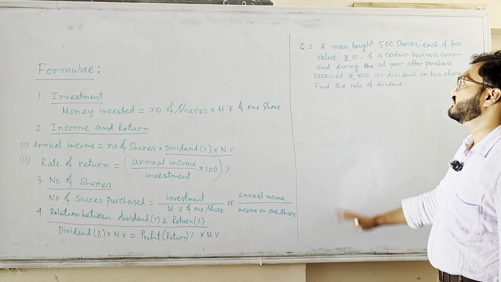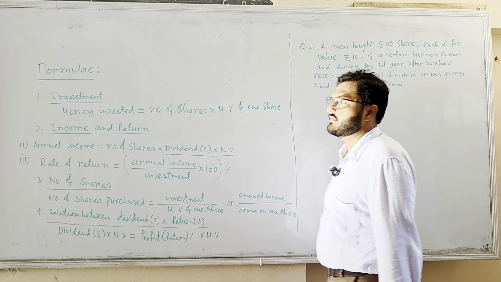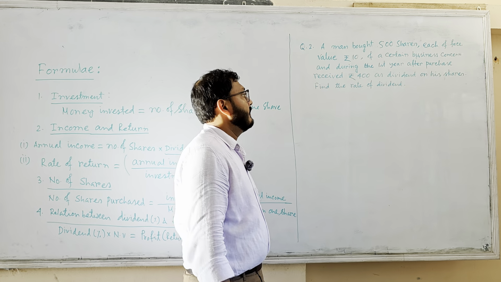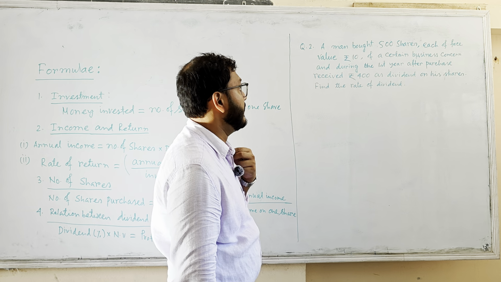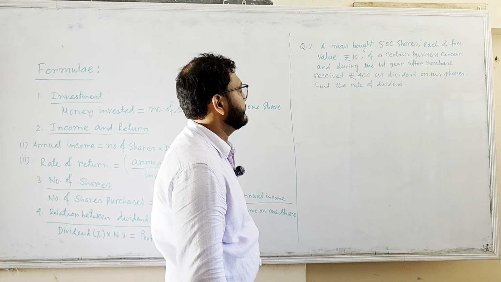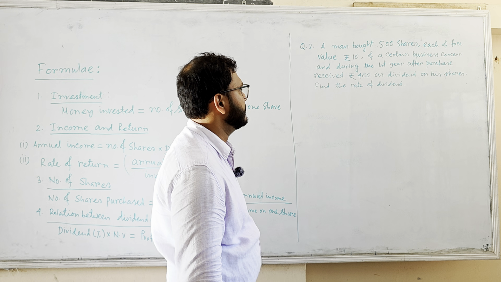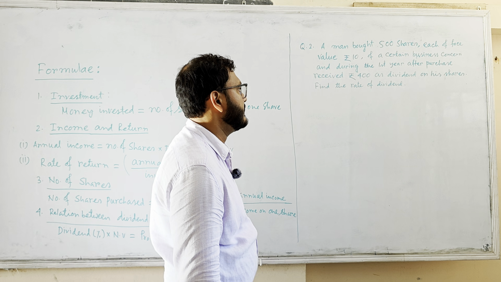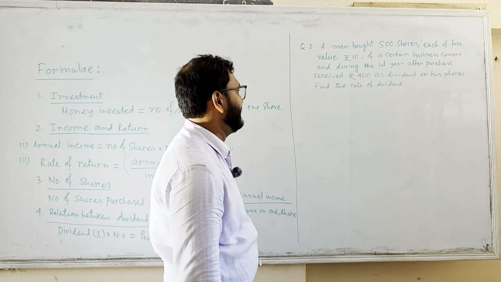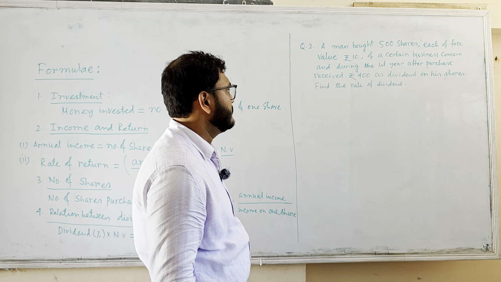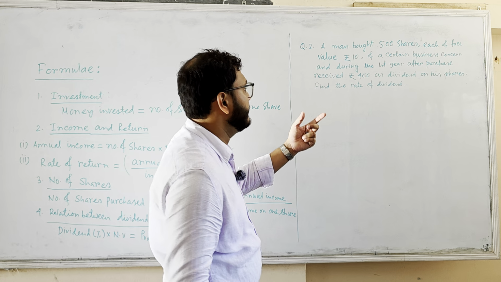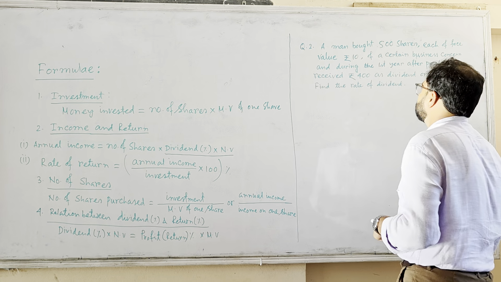Come to the next one. A man bought 500 shares, each of face value rupees 10, of a certain business concern, and during the first year after purchase received 400 as dividend on his shares. Find the rate of dividend. Okay, no problem. So he bought 500 shares.